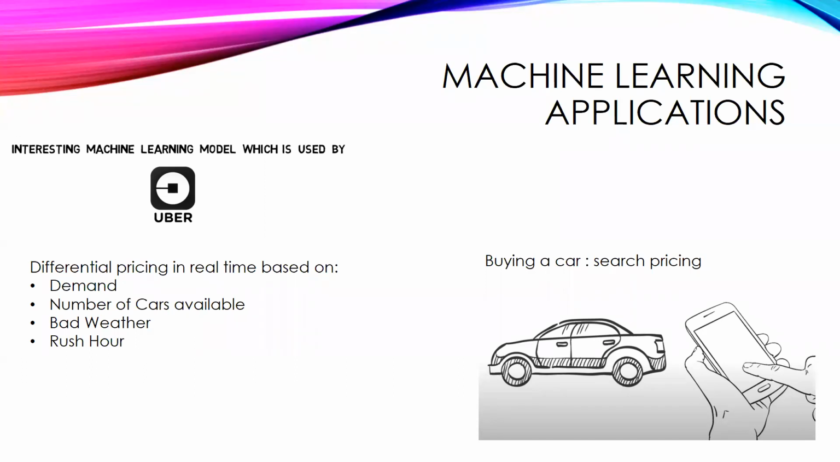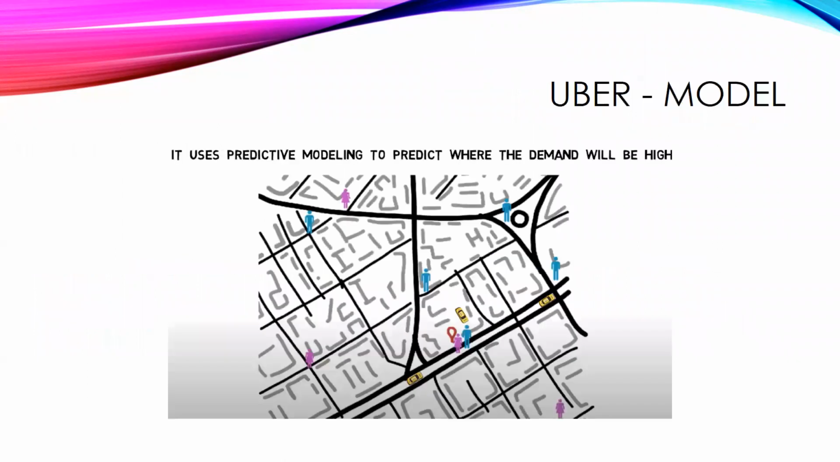The same thing with buying a car. You are searching for the pricing for the car. The price is derived by so many different factors: the place where you live, the features that are available, so all these things matter. So these are some of the machine learning applications. And I'm talking a little bit more about the Uber model.